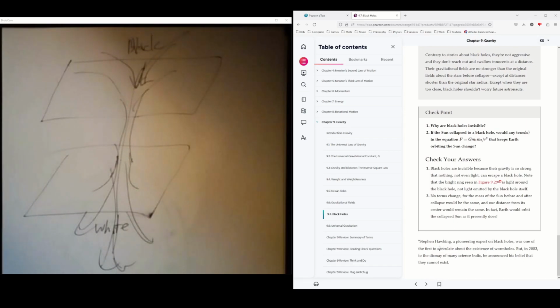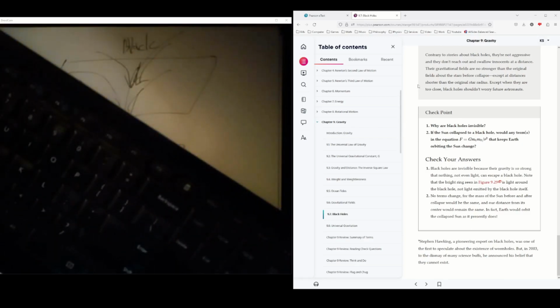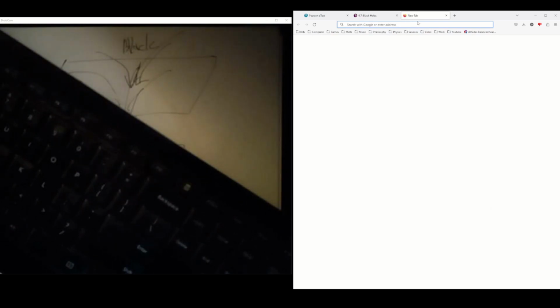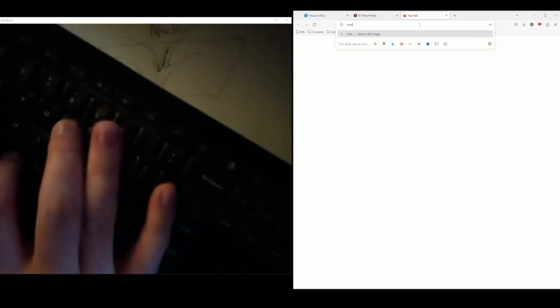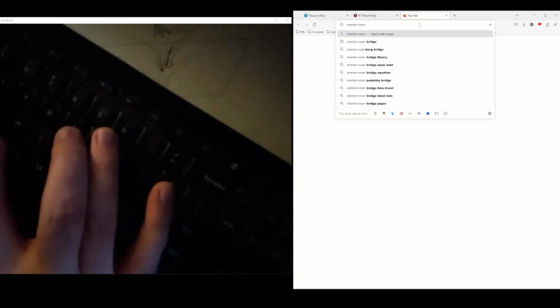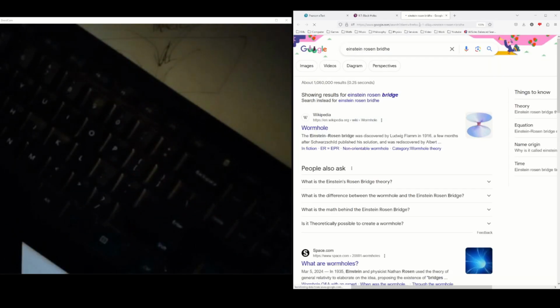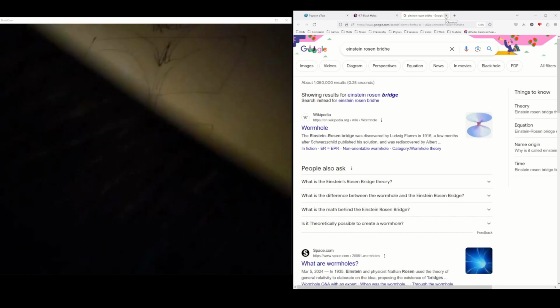But I gotta say this one bothers me a little bit too. Stephen Hawking, a pioneer expert in black holes, I wouldn't agree with that. Was one of the first to speculate about it, but that's definitely not true. It's amazingly not true. And I'm just going to pull out my keyboard here really fast. I don't know if you guys can see this, but if I type in Einstein-Rosen bridge, I bet I'll get wormhole. And there it is, wormhole, Einstein-Rosen bridge. The wormhole was speculated way before Stephen Hawking.